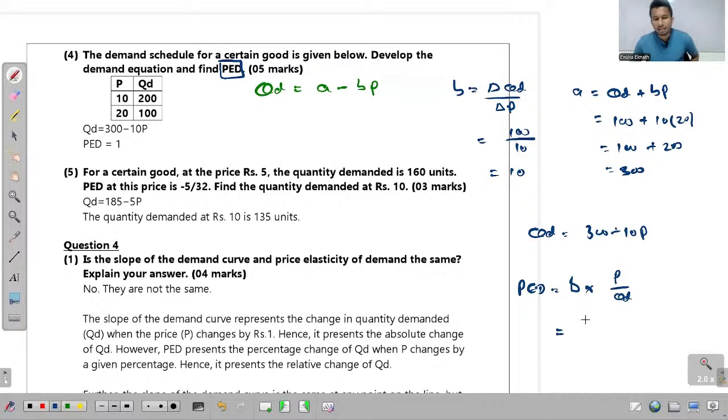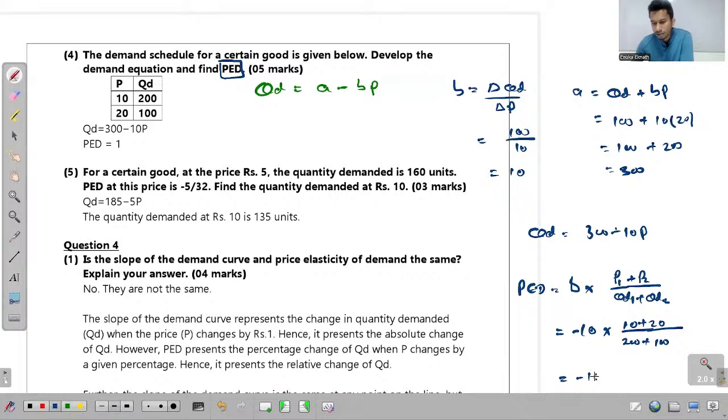So B is how much? 10 into, actually it's a minus 10, B is a minus value. So minus 10 into price. Price, my mistake, this is wrong. The correct equation is P1 plus P2 over QD1 plus QD2. Now it's correct. So the first price is 10. The second price is 20. First QD value is 200. Second QD value is 100.